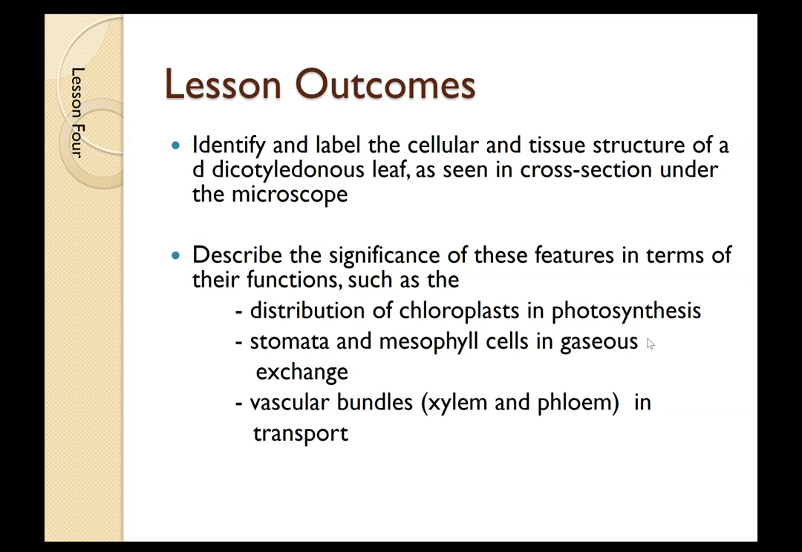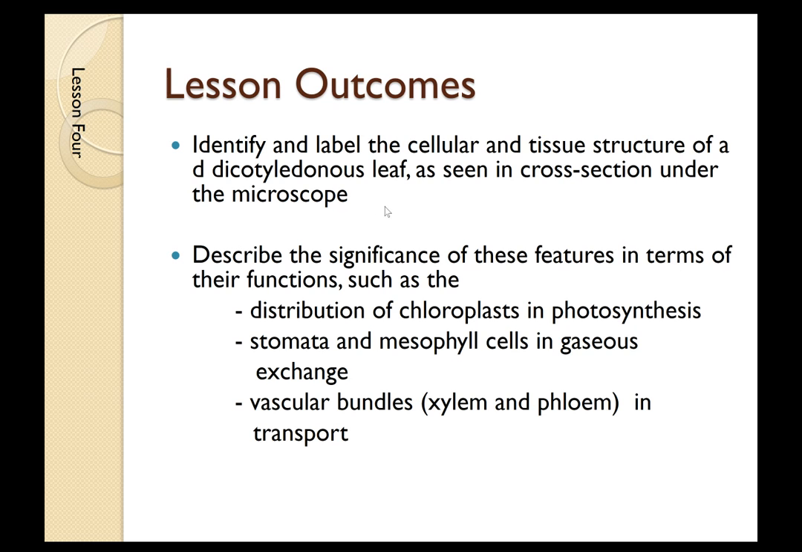Class, let's continue. We left off with this last bit on chapter 7, 7.2, which is on the structure of the leaf. So today we're going to look at the internal structure of the leaf, especially of this dicotyledonous leaf. And what is the significance of the different parts, the different cells in the leaf in terms of their functions? When we look at the leaf, you realize there are different types of cell in the leaf, and all of them have a particular function that will help them in their photosynthesis.